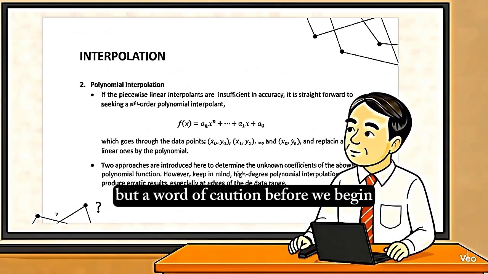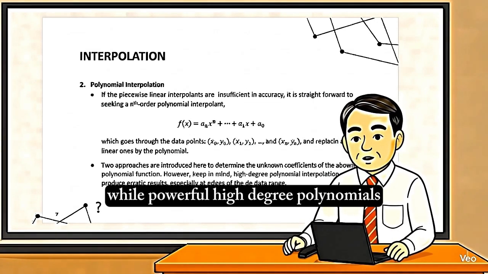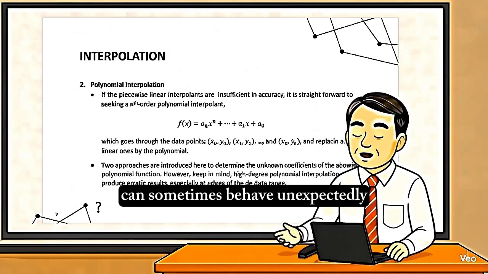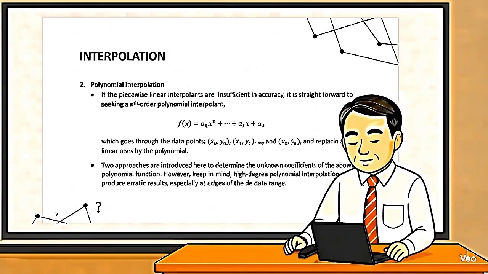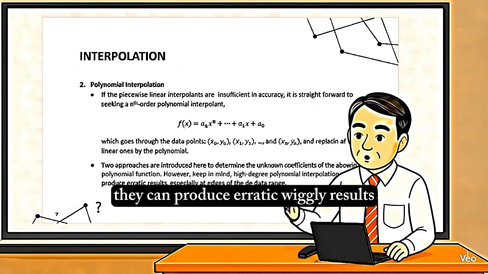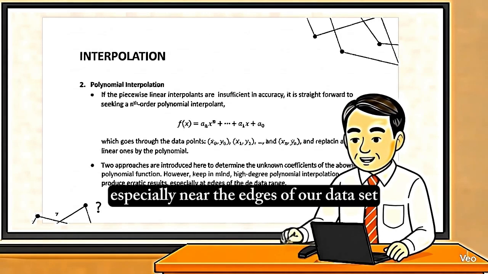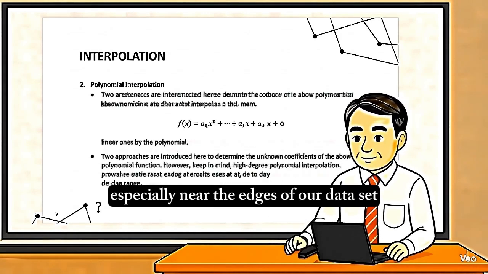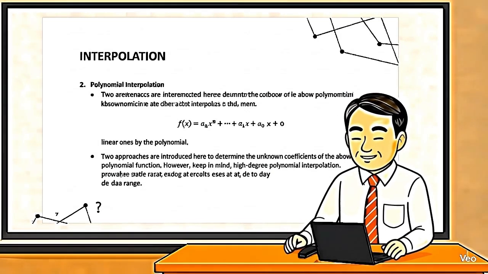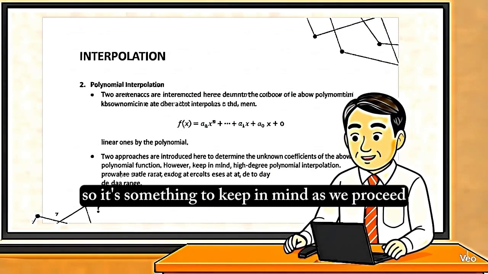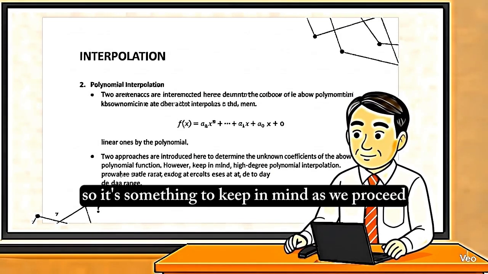But a word of caution before we begin. While powerful, high-degree polynomials can sometimes behave unexpectedly. They can produce erratic, wiggly results, especially near the edges of our data set. So it's something to keep in mind as we proceed.